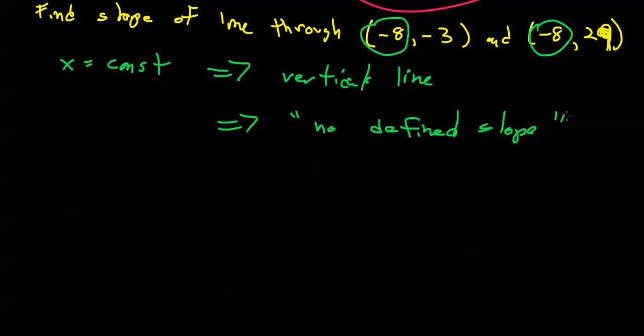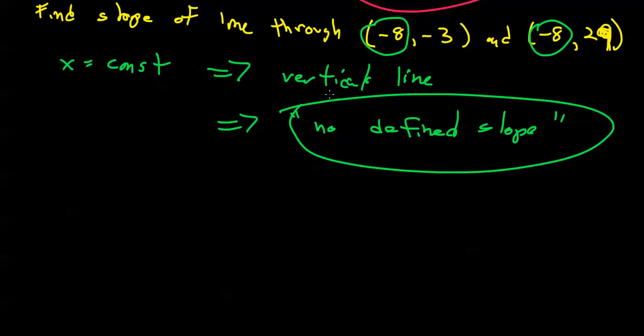And that's why you get an error message on your calculator when you try to grind out the slope with a calculator. All right, so again, just a moment's reflection here. All you need to know is that the x-coordinates are the same, x equals constant, vertical lines have no defined slope.